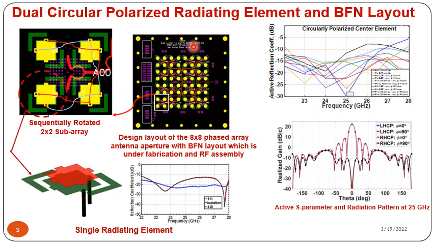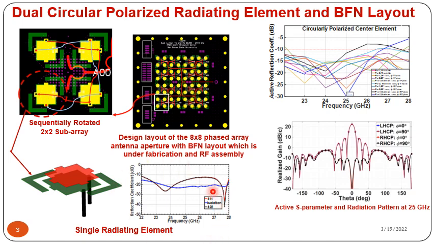This is the 8x8 array of the dual circular polarized radiating element along with the beamforming board layout, and this is the 2x2 subarray, and this is the magnified view of the 2x2 subarray, whereas this is the magnified view of a single element of this subarray. So we can see, if we consider this is the first element, then this element is 90° rotated with respect to the first element, this element is 180° rotated, and this element is 270° rotated with respect to the first element. This is the sequential rotation, and this helps us to achieve better axial ratio.